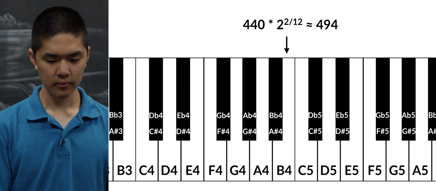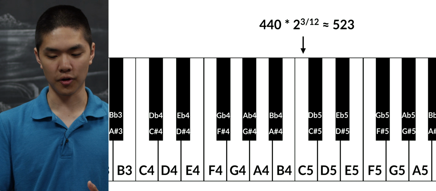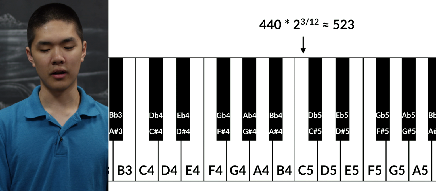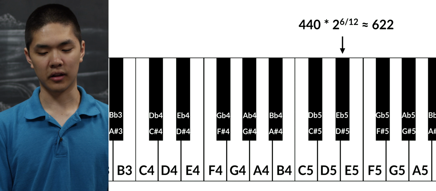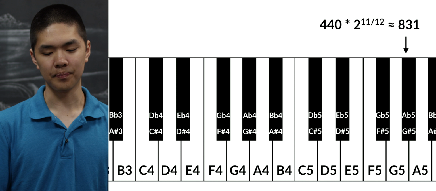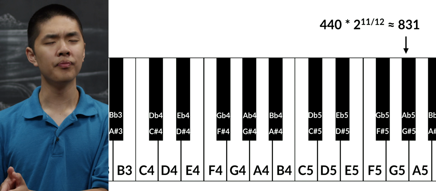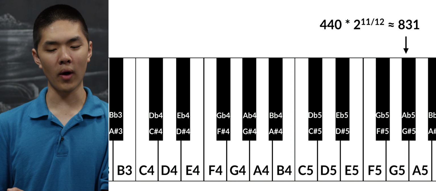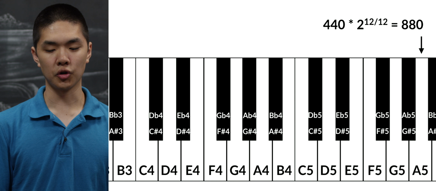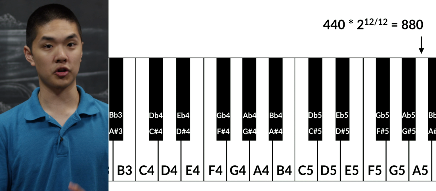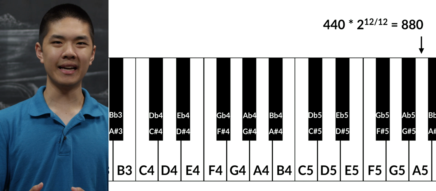Likewise, if we were to move one semitone up from B4 to C5, remembering that new octaves always start with C, we get 440 times 2 to the 3/12, which is about 523 hertz, and so on and so forth. The next note is going to be multiplying 440 by 2 to the 4/12, then 5/12, 6, 7, 8, 9, 10, 11. And finally, when we hit A5, exactly one octave above A4, we've now moved 12 semitones away, or a full octave, and what we get is 440 times 2 to the 12/12, which is just 2 to the 1, or 2, and when we multiply 440 by 2, we get 880.